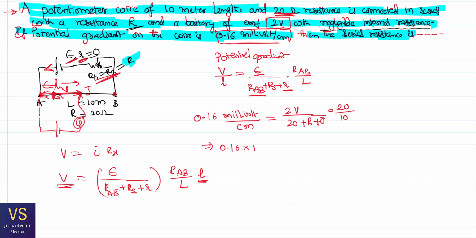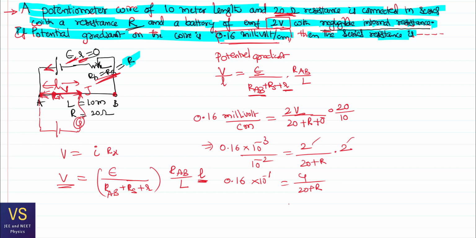0.16 millivolts converted into volts is 10 power minus 3. Centimeter converted into meter, 10 power minus 2. This is 2 volts, of course, so the numerical value is 2, into 20 by (20 plus R) by 10. So what's the value further? 0.16 into 10 power minus 3 by 10 power minus 2 is 10 power minus 1. 2 and 2 is 4 by 20 plus R.